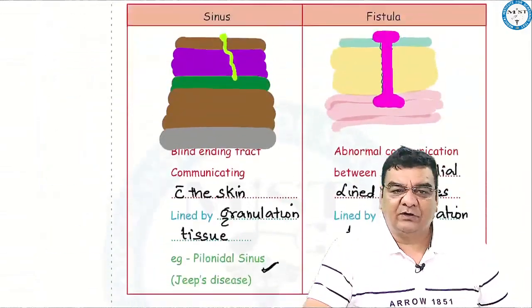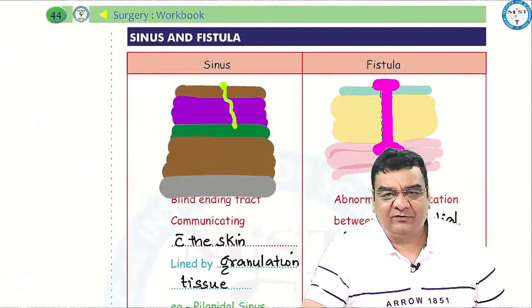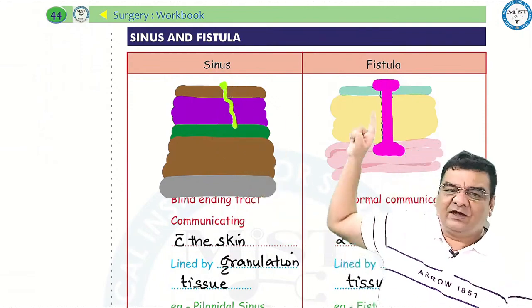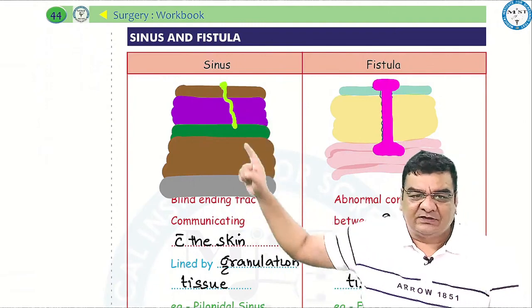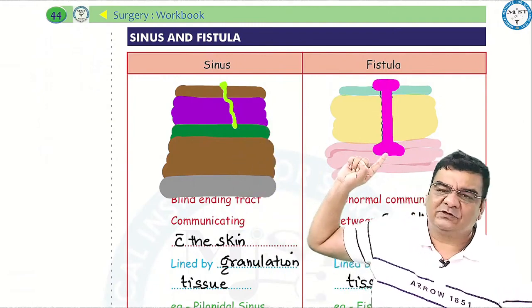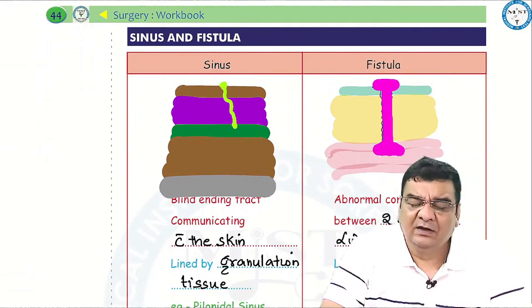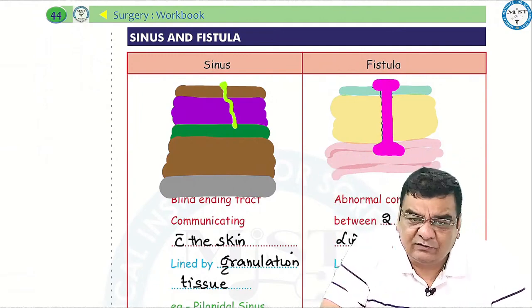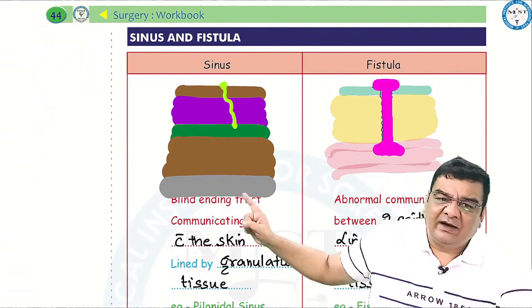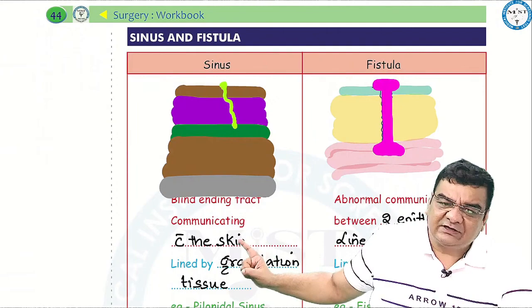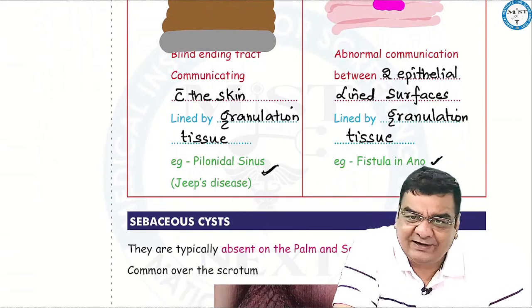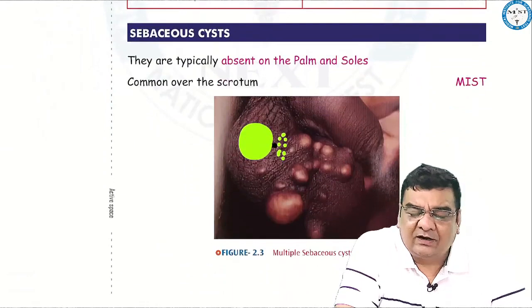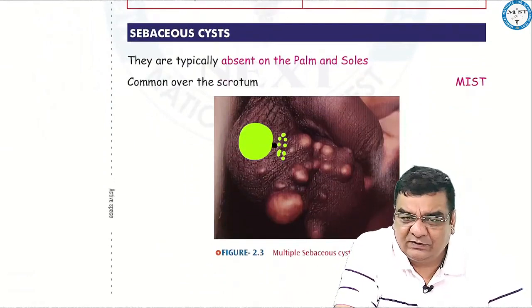Right. Then we talked something about sinus and fistula. Sinus is a one-sided affair with the skin, while fistula is an abnormal relationship between two people. The classical example is a pilonidal sinus, Jeep's disease. Here, fistula in ano, vesicovaginal fistula, arteriovenous fistulas, tracheoesophageal fistulas. Sinus is a blind ending tract communicating only with the skin, lined by granulation tissue, while fistula is an abnormal connection between two epithelial lined surfaces and the fistula itself is lined by granulation tissue. Sebaceous cysts are absent over the palm and the soles, commonly seen over the scrotum.